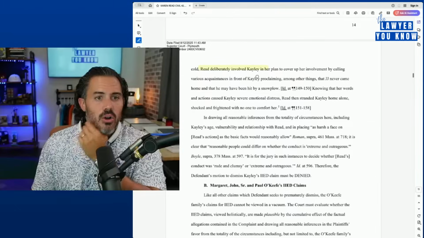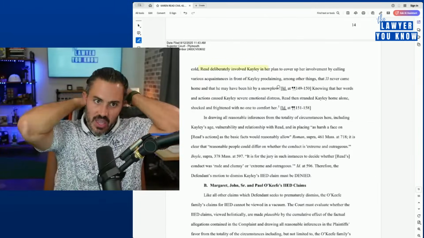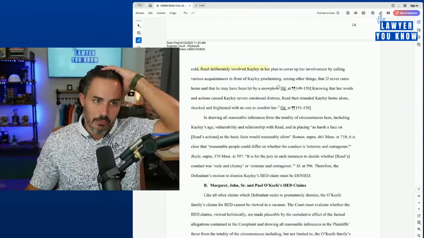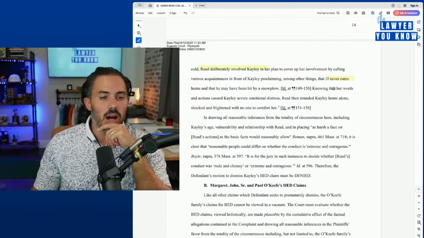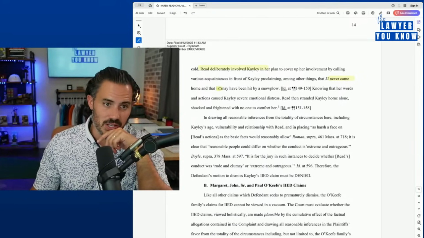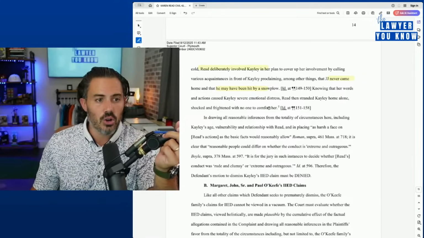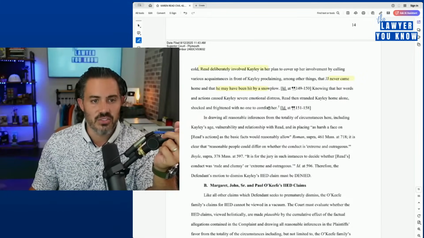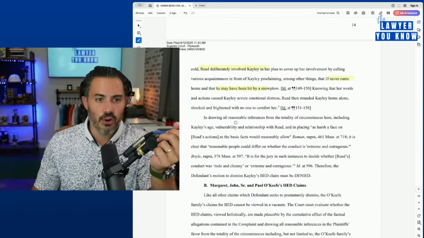Karen Reed deliberately involved Kaylee in her plan to cover up her involvement by calling various acquaintances in front of Kaylee, proclaiming, among other things, that JJ never came home and that he may have been hit by a snowplow. Well, he didn't ever come home. And I guess as we sit here today, he may have been hit by a snowplow. Nobody's actually proven what he's been hit by. Knowing that her words and actions caused Kaylee severe emotional distress, Reed then stranded Kaylee home alone, shocked and frightened with no one to confront her.